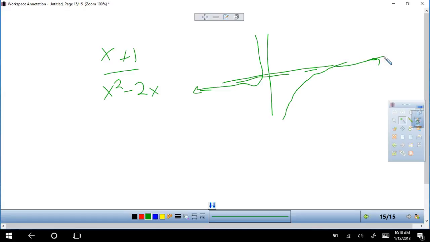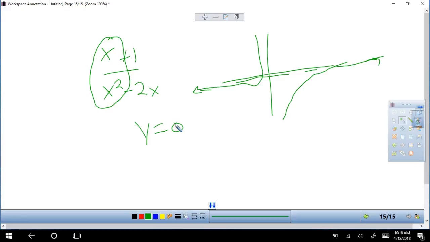Or you could use your power rules. Remember when you look at power, if the power on the top is smaller than the power on the bottom, your asymptote is y equals 0. If they're the same power, you use leading coefficients. If the power on the top is bigger, you have an oblique asymptote. Okay?